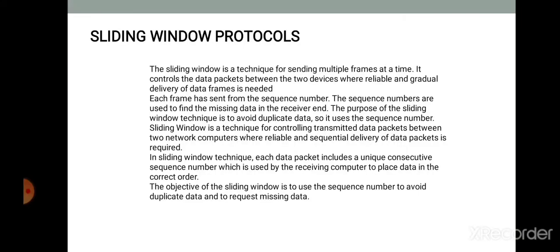The next protocols are the sliding window protocols, and they differ among themselves in terms of efficiency, complexity, and buffer requirements. Each outbound frame contains a sequence number ranging from 0 to some maximum, and the maximum is normally 2 raised to n minus 1.